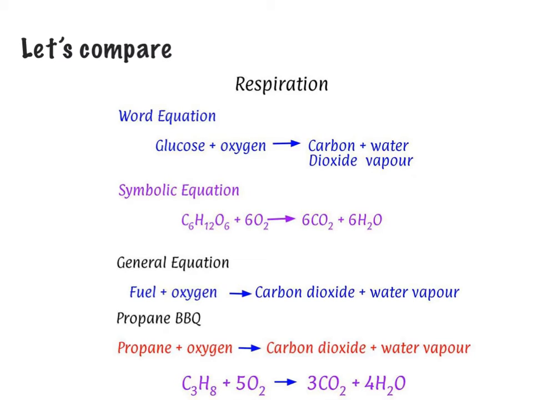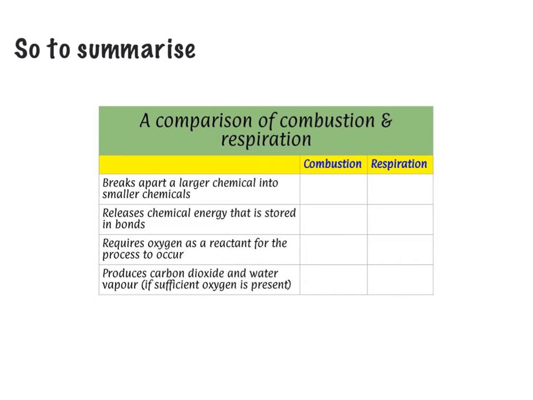So how about we look at these in terms of a table? Alright, so let's summarise and let's fix this up. And I think I'll use a different colour for this one, maybe red. Alright, so combustion breaks apart large chemicals into smaller chemicals. Yes, I can put a big tick there. That's correct. Alright, it releases the chemical energy that's stored in the bonds.